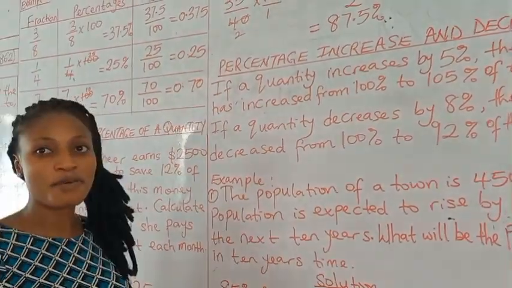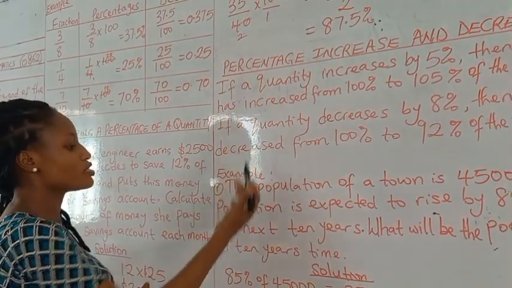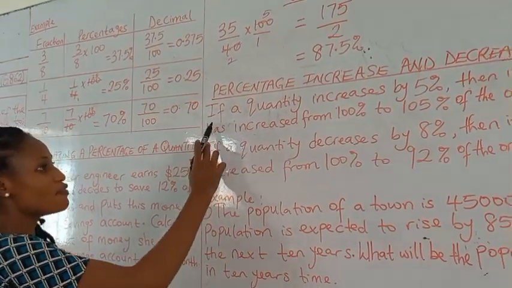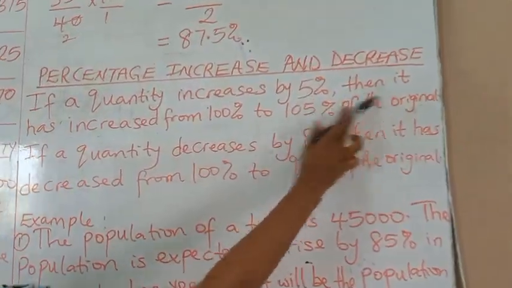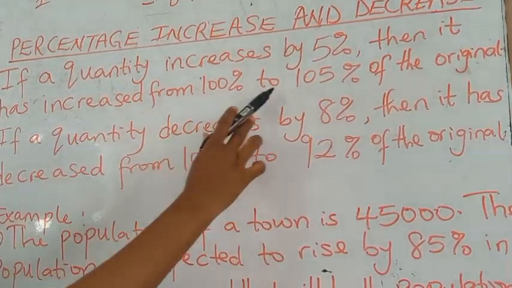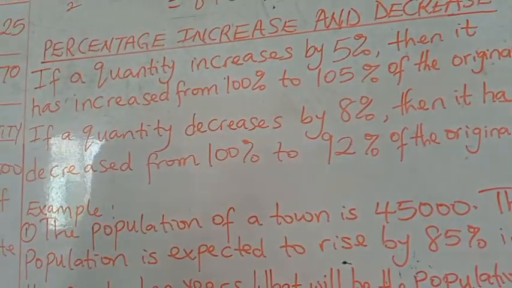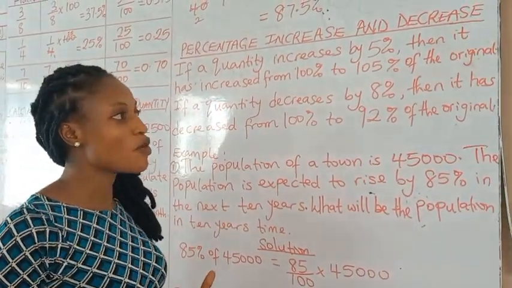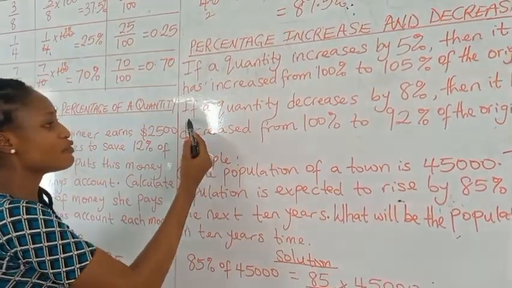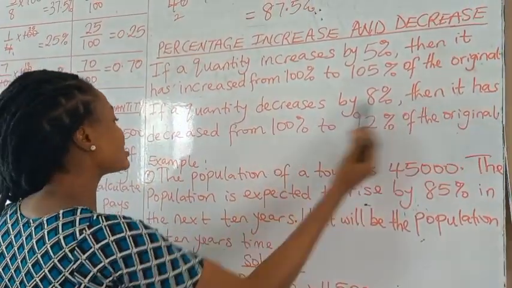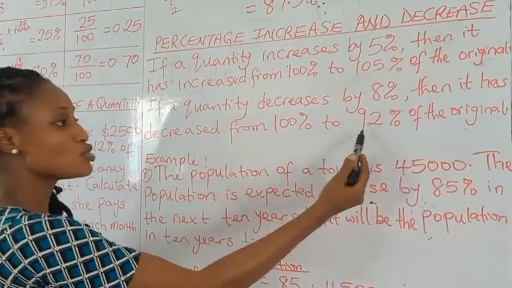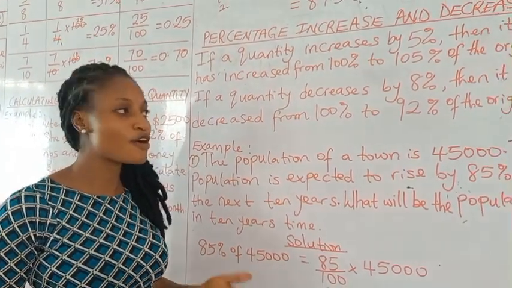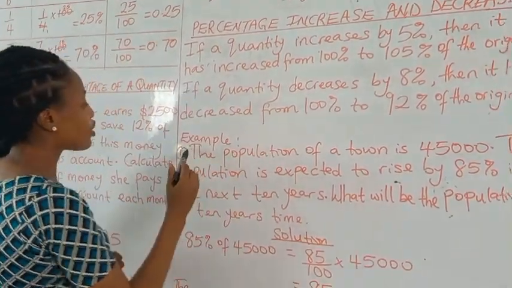Let's move now to percentage increase and decrease. There are two methods of solving percentage increase and decrease: the normal method and also the multiplier method. Let's start with the normal method. If a quantity increases by 5%, then it has increased from 100% to 105% of the original. An increase means addition. So that is 100% plus 5%, and it gives 105% of the original. And if a quantity decreases by 8%, then it has decreased from 100% to 92%. Decrease in a quantity means subtraction. The quantity fell from the original price.